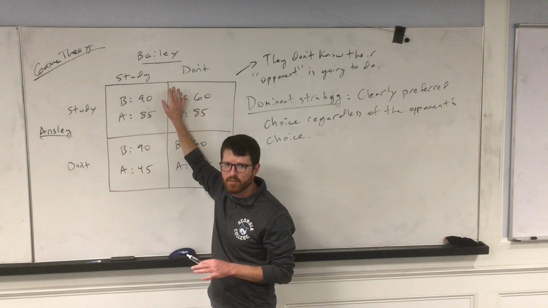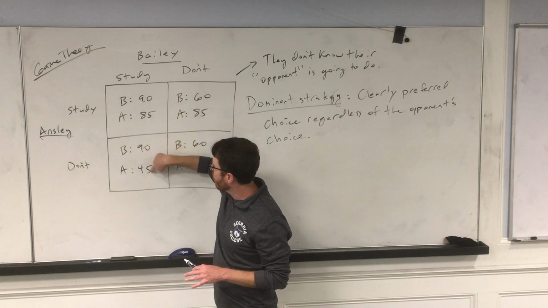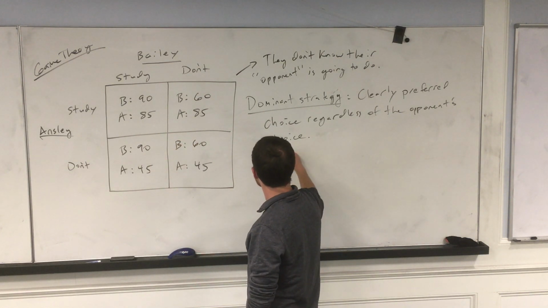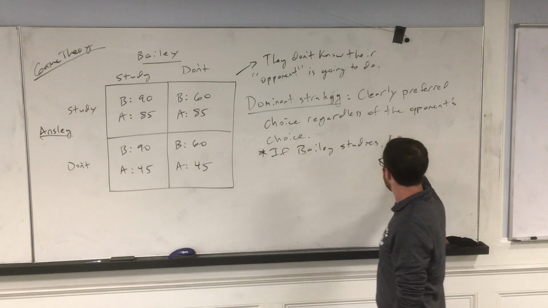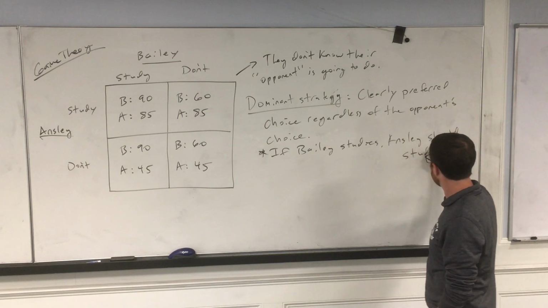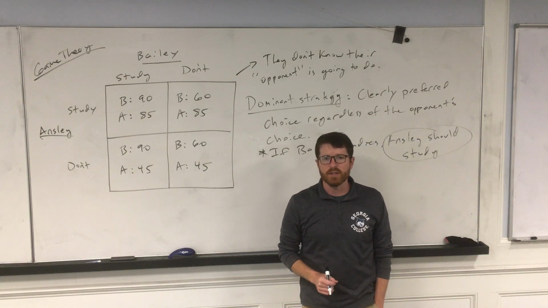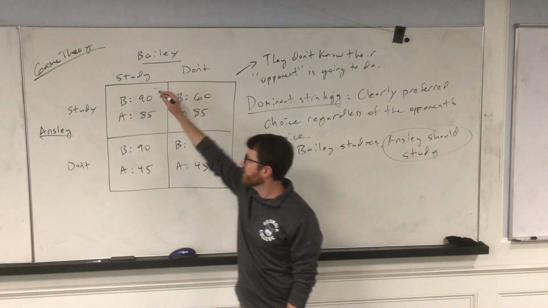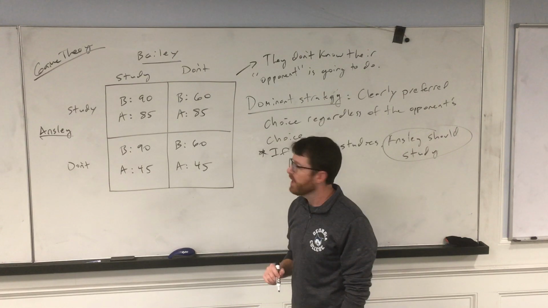If Ansley only cares about her grade, she could get an 85 by studying or a 45 by not studying. All right, so what that tells us is, if Bailey studies, Ansley should study. Okay? Now that alone doesn't mean that there is a dominant strategy. That just tells us what she will do in the scenario where Bailey decides to study. We got to make sure that this is going to be true in either case.